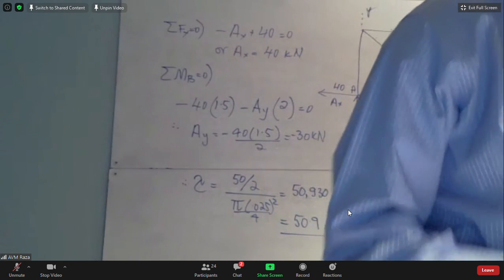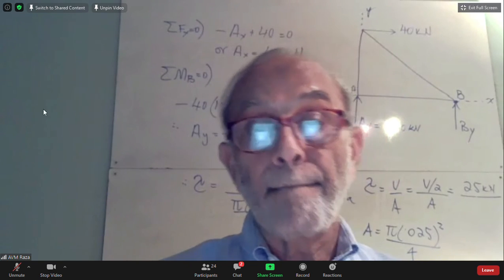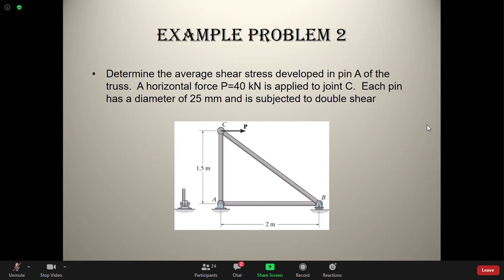Any questions, anybody? I have a question. Yeah. Why is it divided by 4 on the area? That's the area of a circle, pi d squared over 4. Okay, thank you. Because if you use radius, then it is pi r squared, but here the diameter was given, so we use pi d squared over 4. Any other questions?